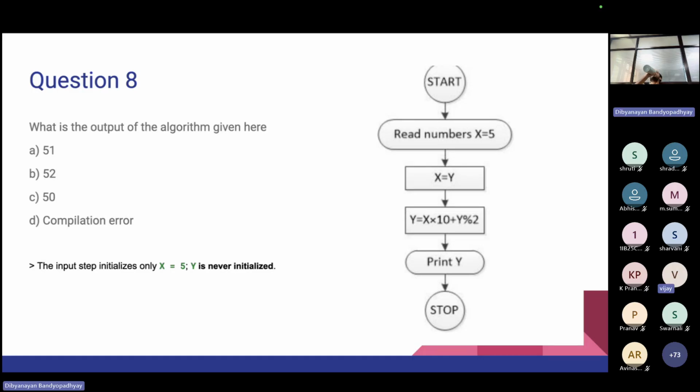Sir, suppose in the third step, if y equal to x, then in the bottom plus it is y by 2 or y percentage 2, sir? What does it mean, sir? Yeah, it is y percentage 2 actually, not y by 2. So it means remainder. Okay.